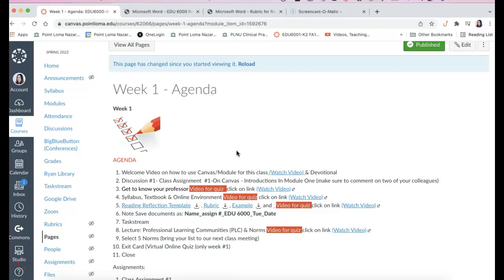I'm going to go over the reading reflection template. As you notice, in week 1 on your agenda, you see that you have to do a reading reflection. So I want to go over the template, the rubric, and an example. You'll be able to watch this video here, but I wanted to go over this.